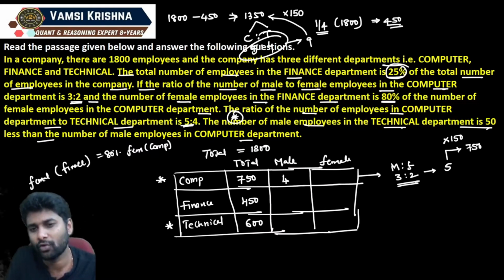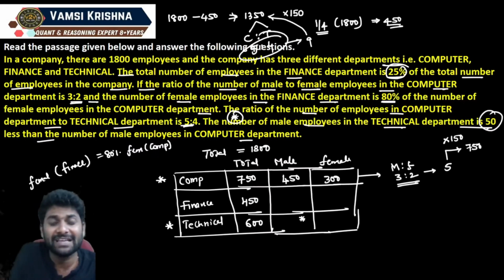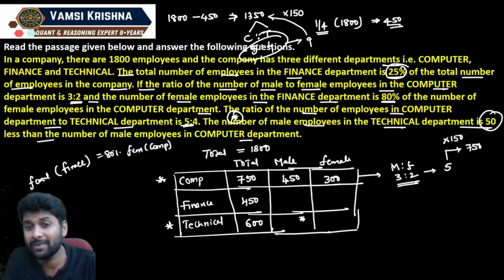So 3 15s are 450, right? Now 2 is multiplied by 150, it becomes 300. Now we have a last data: number of male employees in technical. Number of male employees in technical is 50 less than the number of male in computer. How many male in computer?